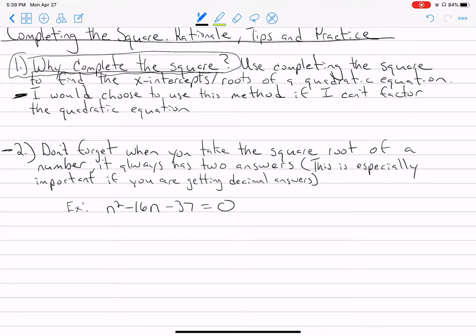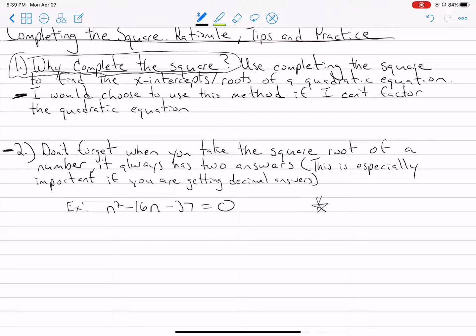Second, and I saw this mistake a number of different times in homework with a number of different people. Please don't forget, when you take the square root of a number, it always has two answers. And this is especially important for those of you who are trying to give decimal type answers.